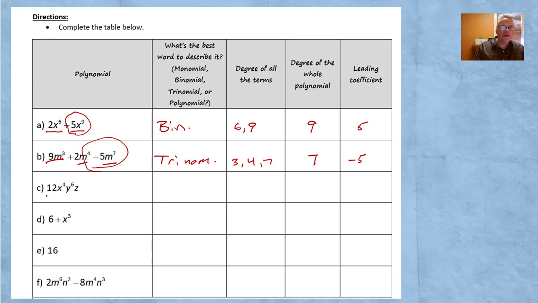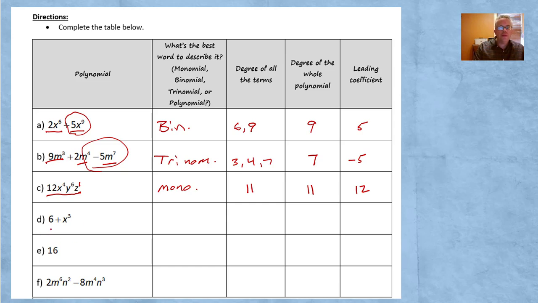All right, the next one only has one term. This is a monomial. It's a product of a number and variables. So there's only one term, monomial. The degree, well, you've got to add up the exponents. 4 plus 6 plus 1. Remember, if a variable doesn't have an exponent, it counts as 1. So 4 plus 6 plus 1 is 11. There's only one term, so that's got to be the degree of the whole thing. And the coefficient of that term is 12.